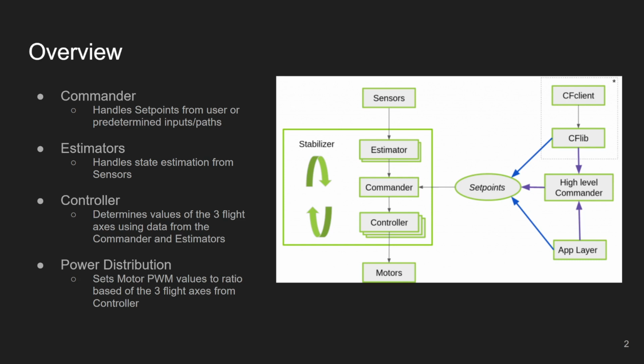Then you have the controller, which takes data from the commander, so the set points, and data from the estimators, as in the states, and it'll determine what changes it needs to make physically to adjust to reach those set points based off of its current state. And then there's also the power distribution. That will work on converting the data that's gotten from the controller to the PWM channels of the motors.